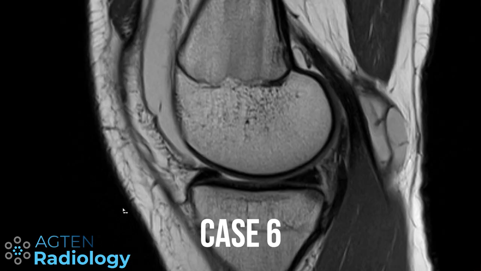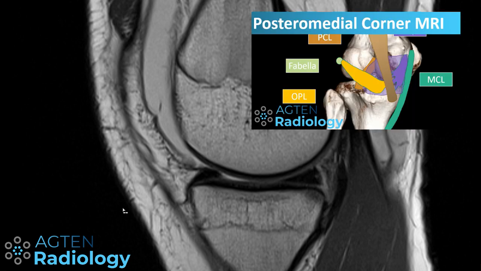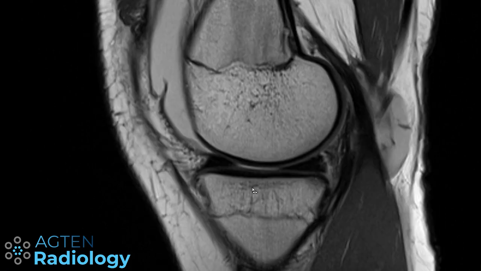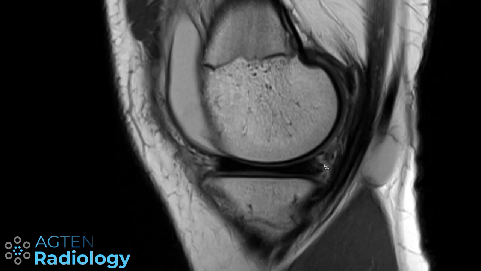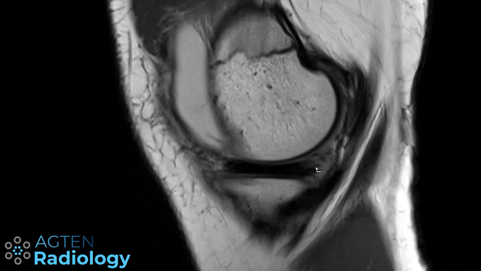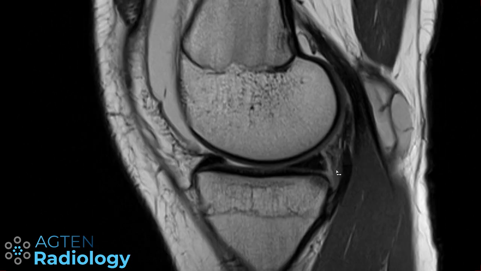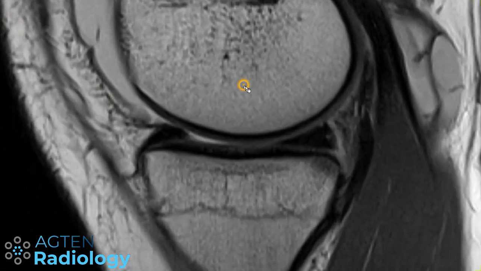So in this next patient, we are dealing with an injury of the posterior medial corner. And if you want to know more about the anatomy of the posterior medial corner, go check out my video about it. And you can see the link to it in your upper right corner right now. So here we have a young patient. And if you just scroll through, you might think, okay, everything is all right. However, you can see here that we have a disruption of the posterior horn from the joint capsule. So this is a meniscocapsular separation here.